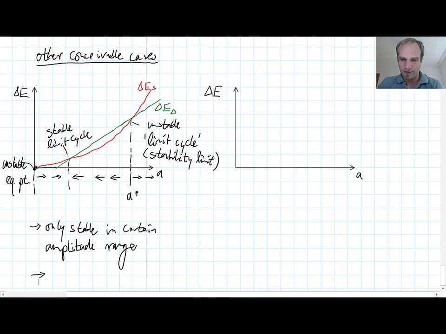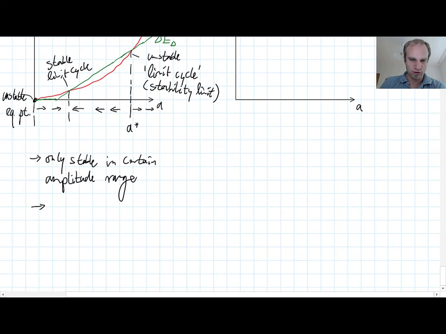So stable in the sense that as long as we have small perturbations, we remain arbitrarily close to this situation. Whereas if we are beyond this point, this is not the case. We go away from this situation very quickly. So beyond A star, we have unbounded growth of oscillations.